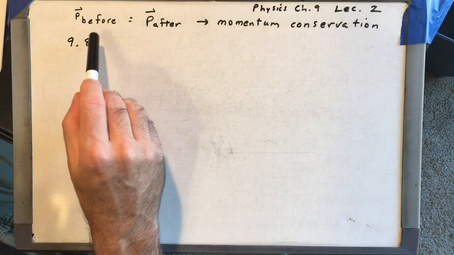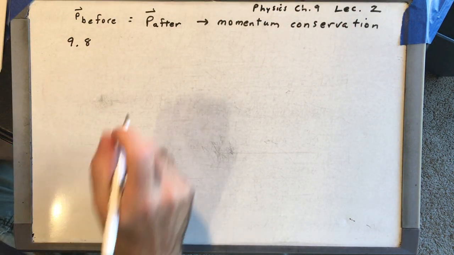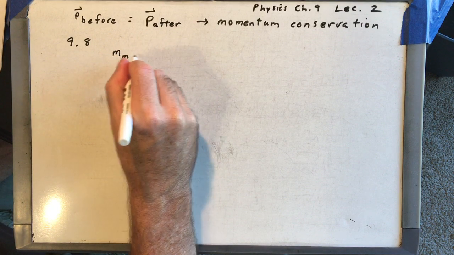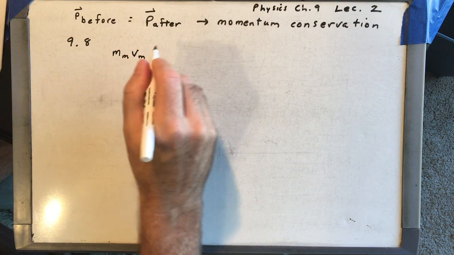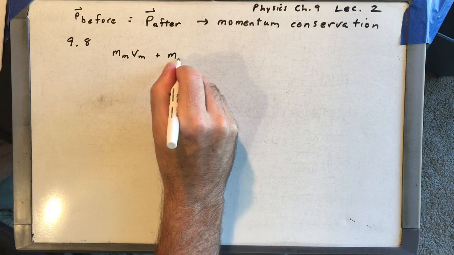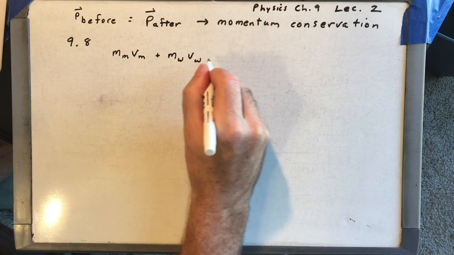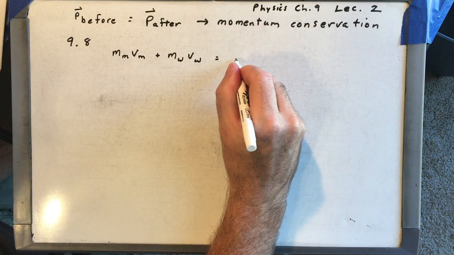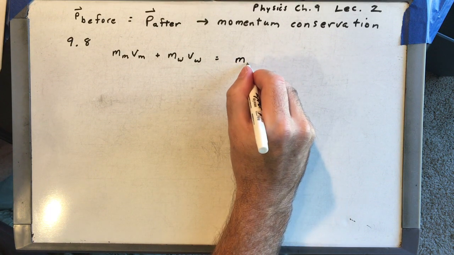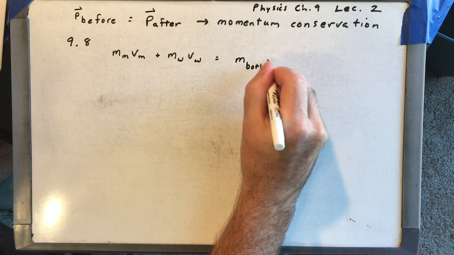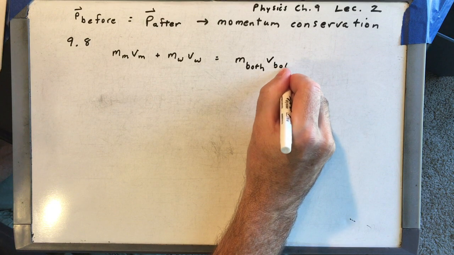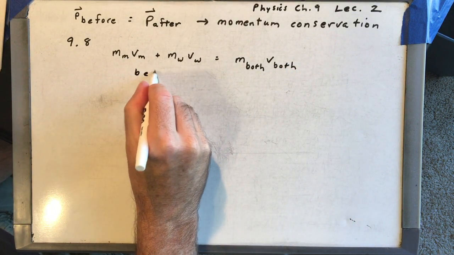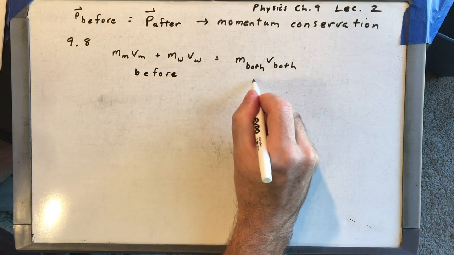All right, so this is a before and after situation. So I would have the mass of the man times the velocity of the man plus the mass of the woman times the velocity of the woman. And then they're both together on the after situation. So the mass of both times the velocity of both. This time the before situation is not 0.